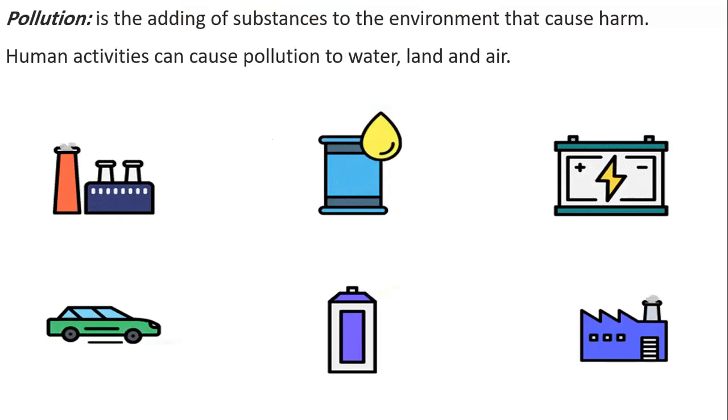What's pollution? When you add something to the environment that can cause harm, this is what we call pollution. Guys, please remember to memorize especially the keywords of every definition, because definitions are easy marks that we don't need to lose. Human activities can cause pollution to what? To water, to land, to air.